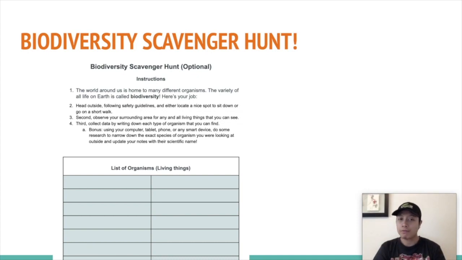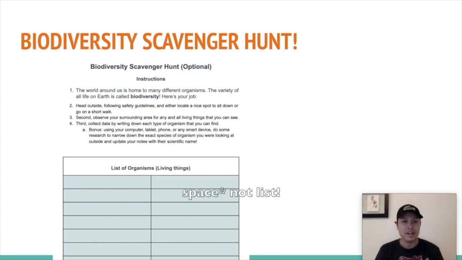So, your job for this scavenger hunt is to head outside, following safety guidelines, of course, and either locate a nice spot to sit down or go on a short walk. Second, observe your surrounding area for any and all living things that you can see. Third, collect data by writing down each type of organism that you can find. As a bonus, using your computer, your tablet, your phone, or any smart device, do some research to narrow down the exact species of organism you were looking at outside, and update your notes with their scientific name.